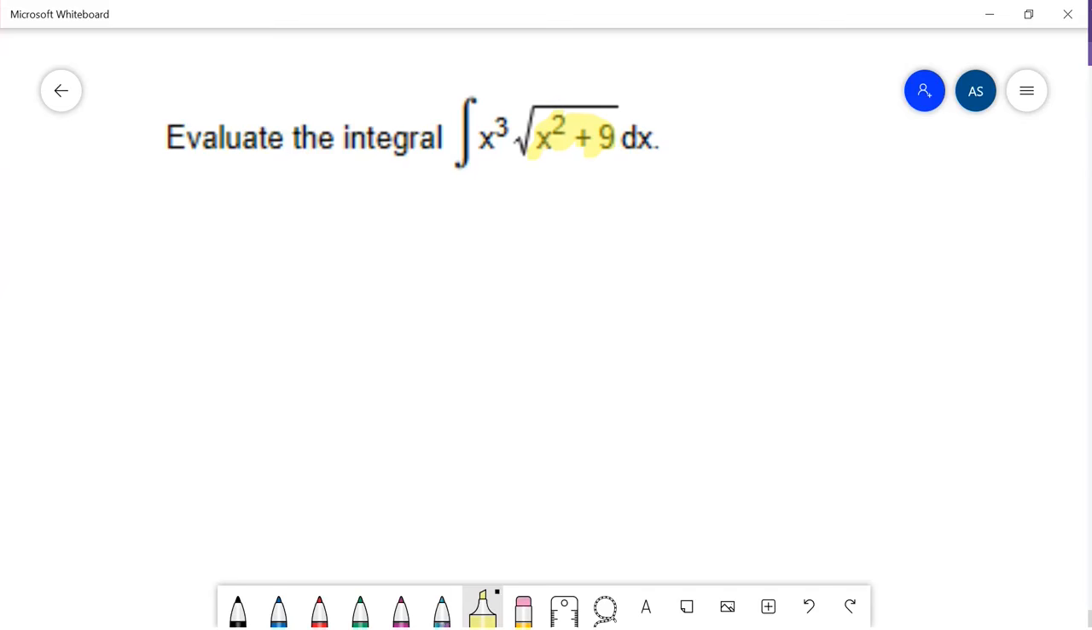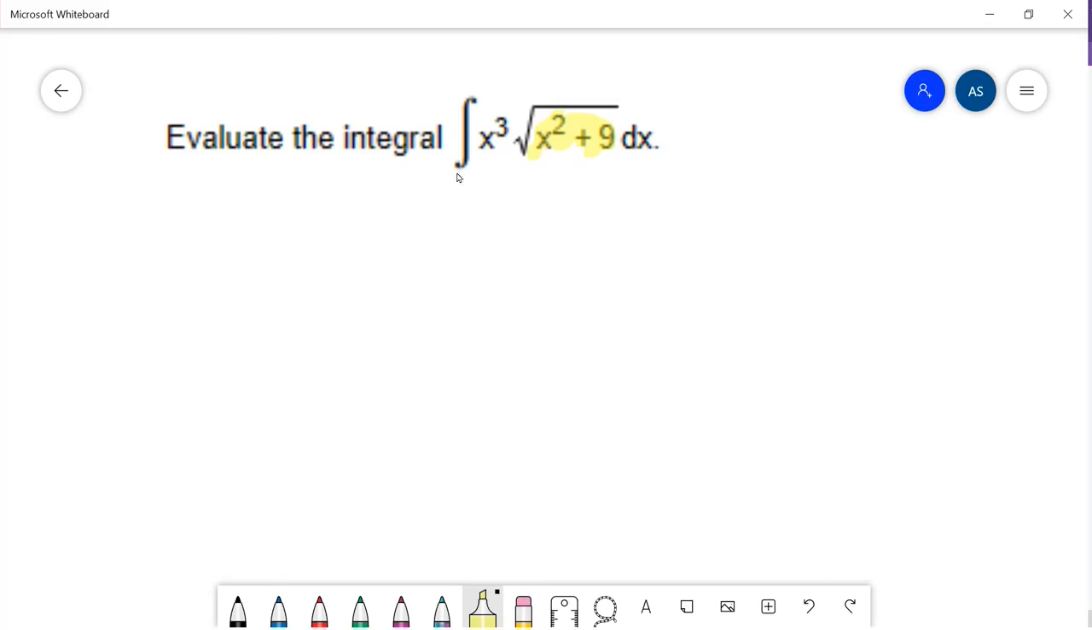And once you've decided what you're going to let u be, then you calculate the derivative of that thing. So the derivative of x squared plus 9 would be 2x. And you would need to have that 2x on another part of the integral for that method to work. So you can see here that instead of 2x, we have x cubed. So our very basic substitution method is not going to work on this problem.